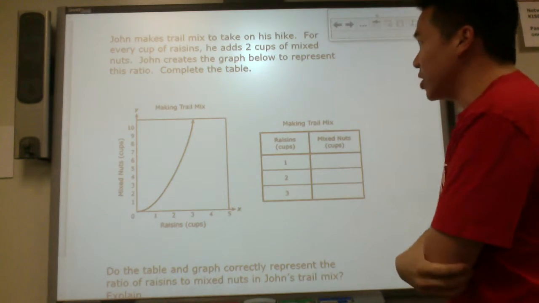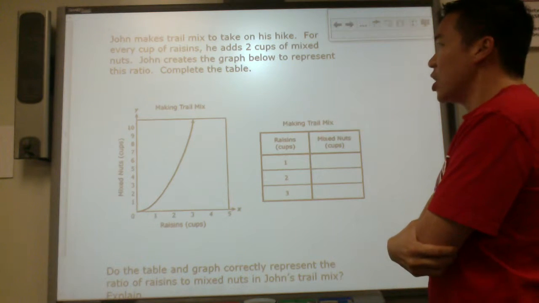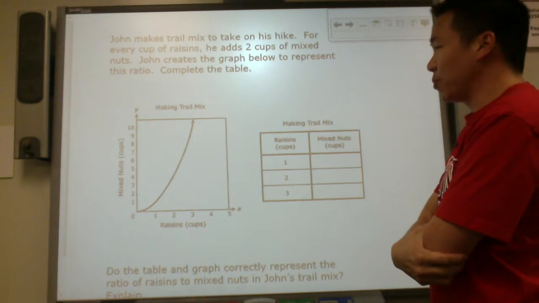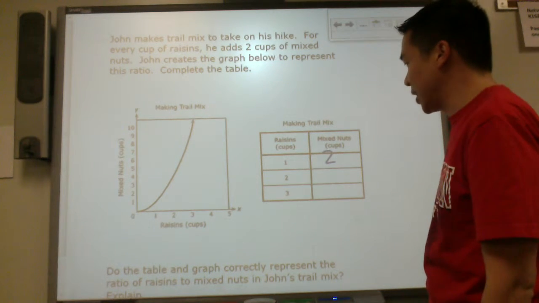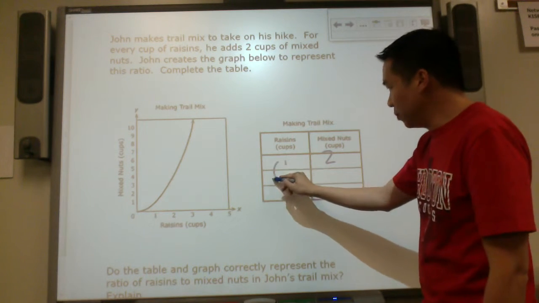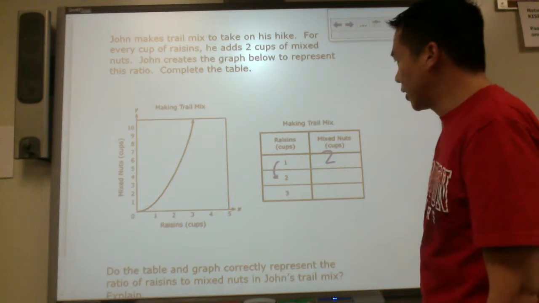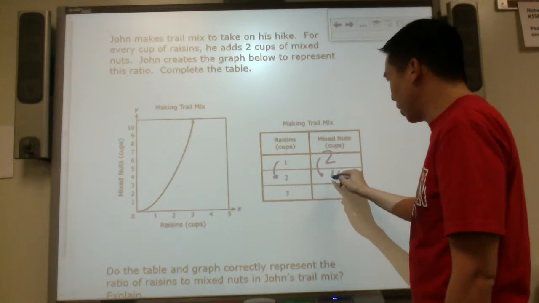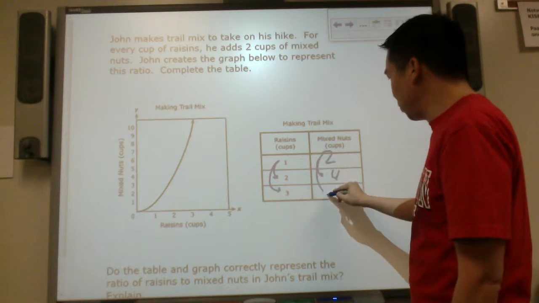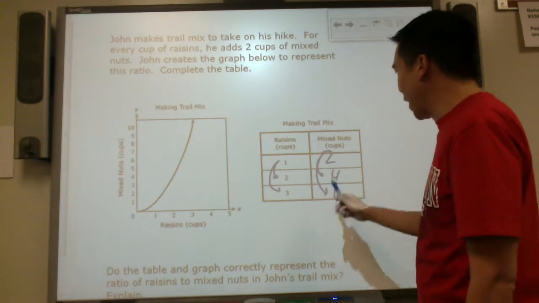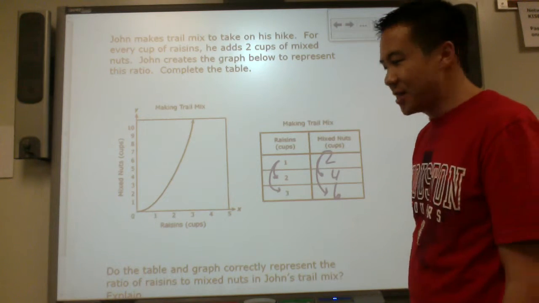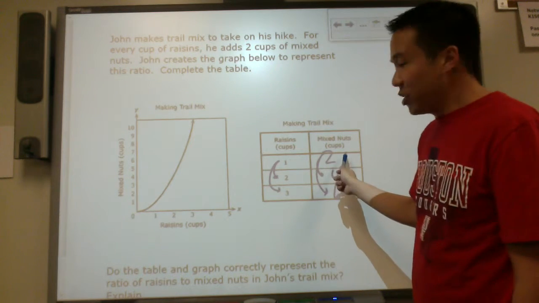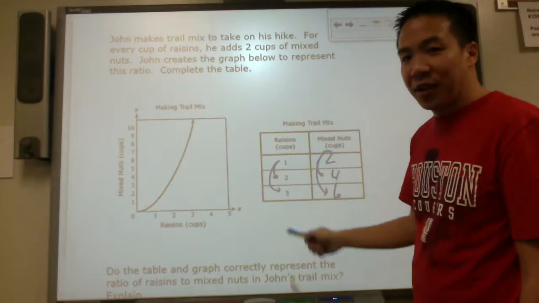For every cup of raisin, he adds 2 cups of mixed nuts. John creates a table below to represent the ratio. Complete the table. 1 cup of raisin, 2 cups of mixed nut. If he doubles his raisins, then it'll be 4. If he triples it, it will be 6. So for every 1 cup of raisin, you'll have 2 cups of mixed nuts. Or you can think about for every 2 cups, he'll have 1 cup, which is half the amount.